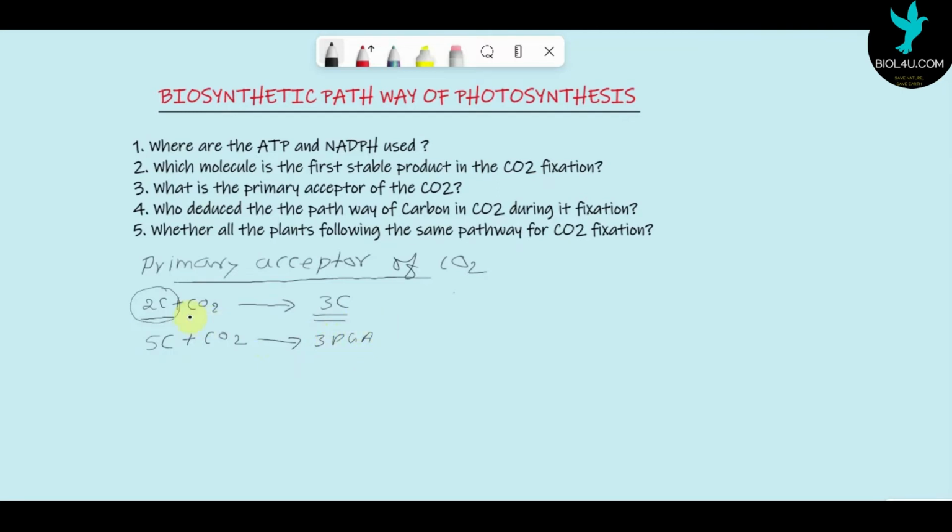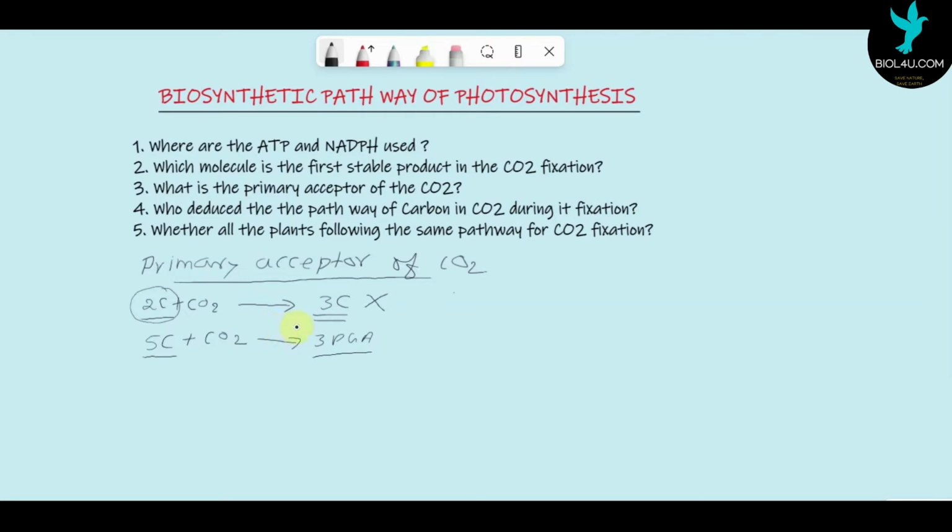So the simple concept that 2 carbon plus 1 carbon gives 3 carbon is not correct. It is absolutely wrong, though scientists previously believed it might be correct. But after many years of painstaking experiments, scientists concluded that the first carbon dioxide fixer is not a 2-carbon compound; it is a 5-carbon compound that combines with carbon dioxide and produces the 3-carbon compound, 3-PGA. Next we are going to explain the exact Calvin cycle.